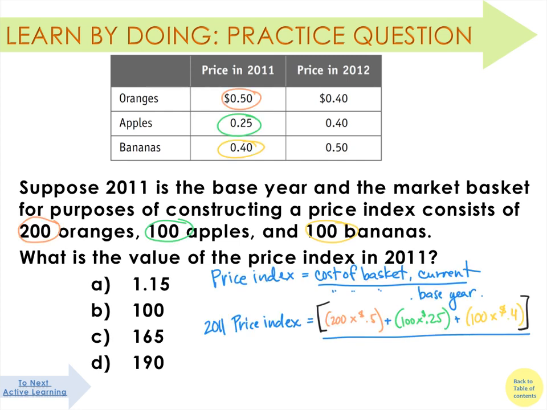So the price index is the current cost of the market basket divided by the base year, right? And so 2011, the current cost will be 200 times 50 cents, 100 times 25 cents, 100 times 40 cents, and that's something like $165, I believe. And the nice trick is that now we need to do that cost of market basket in the base year. And what is the base year?